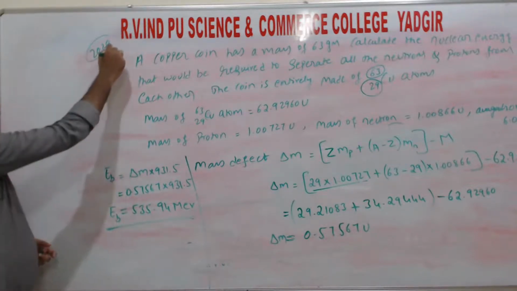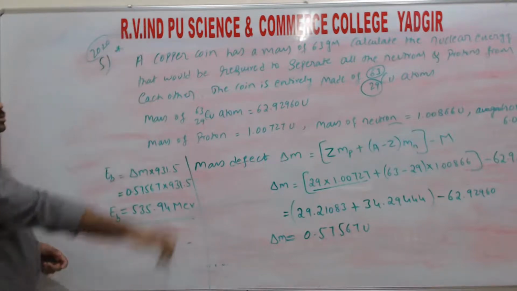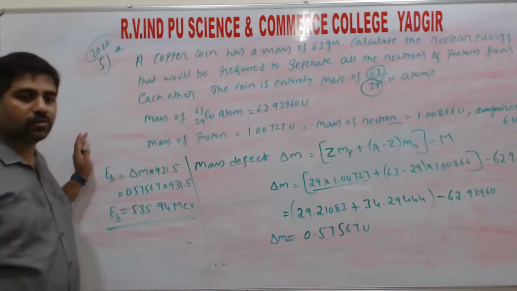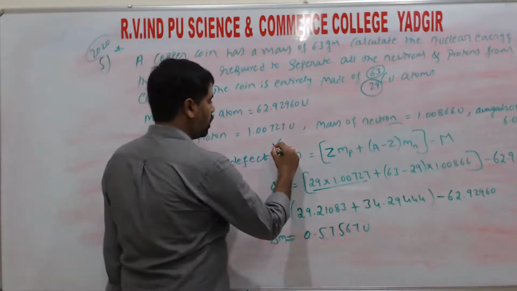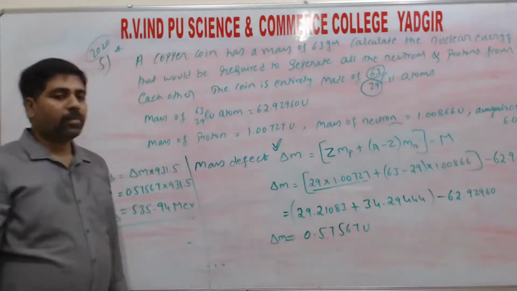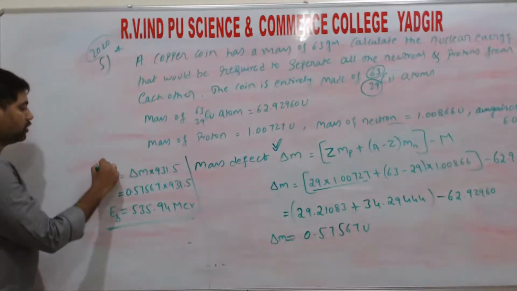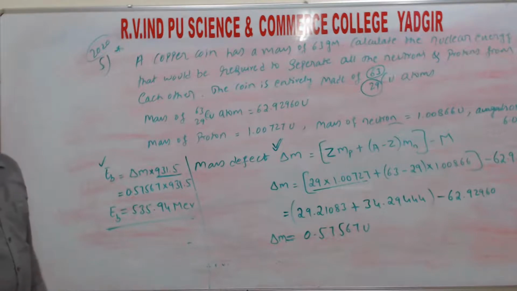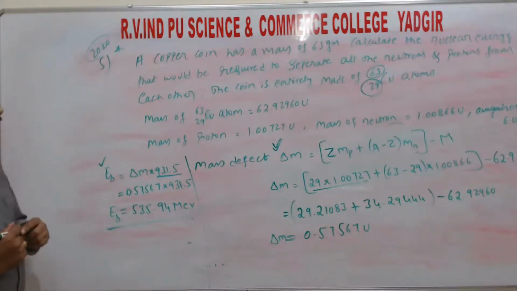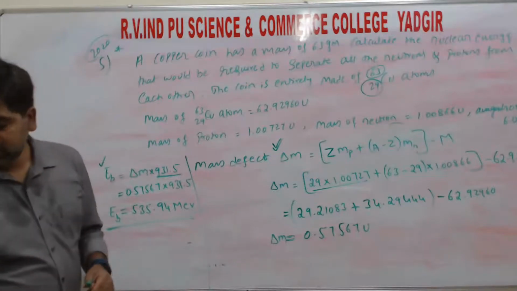Very simple. This year they asked this question for 5 marks, right? So we need to remember this formula, the mass defect delta M, and the value 931.5, right? So next.